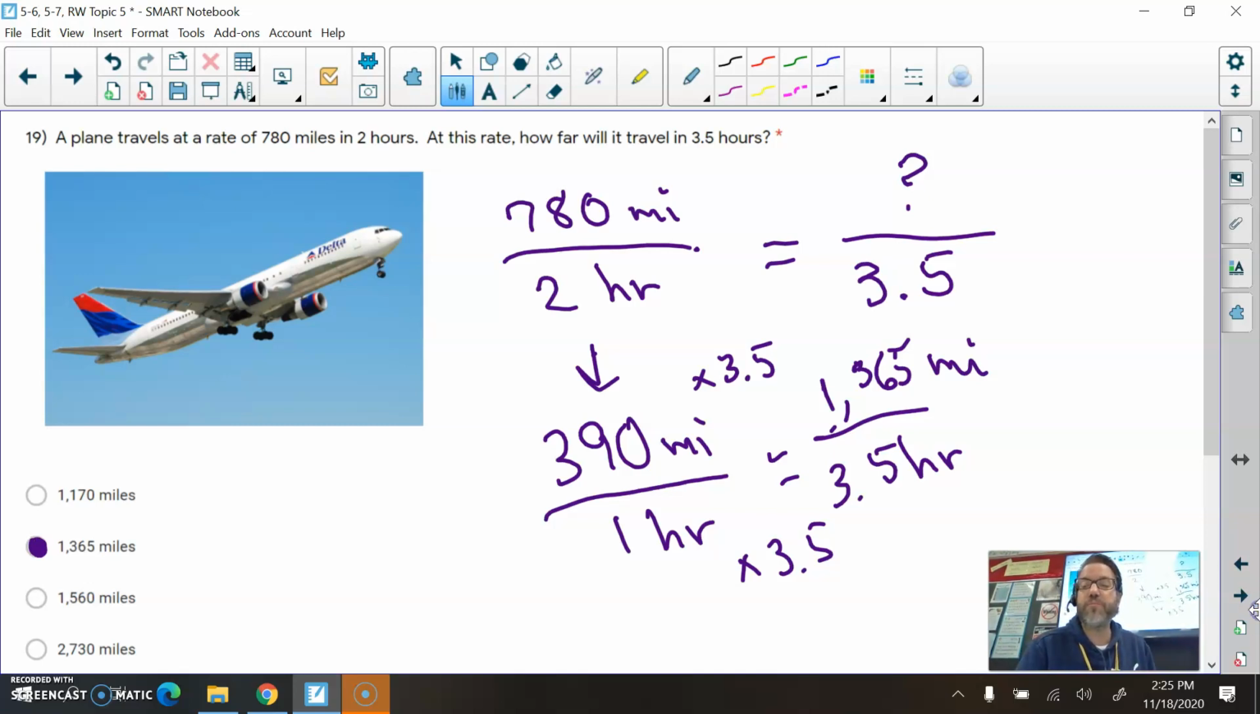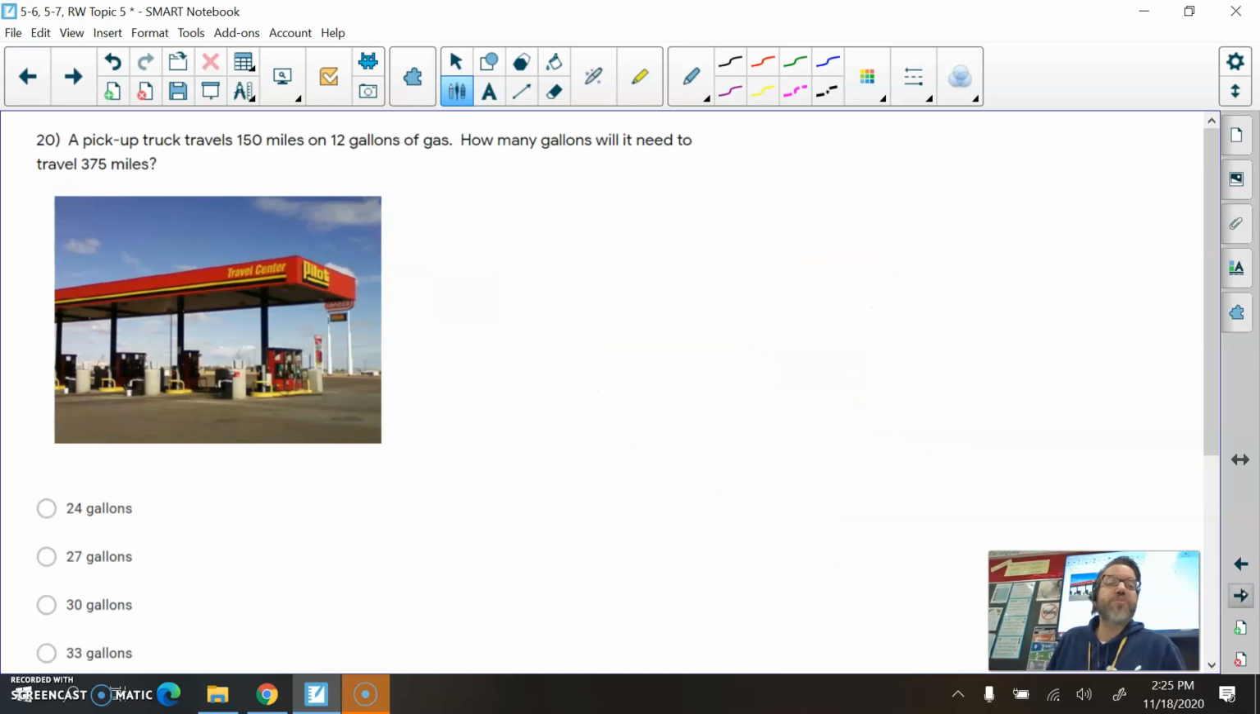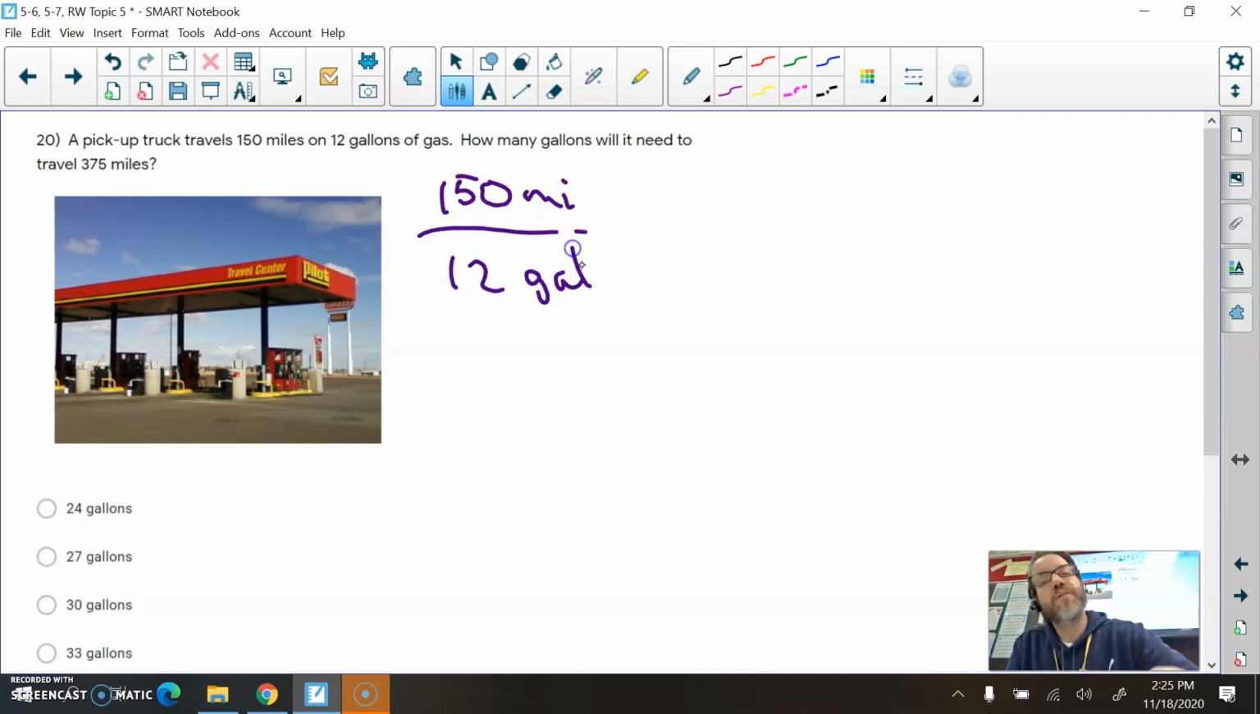One more problem, number 20. A pickup truck travels 150 miles on 12 gallons of gas. I'm going to write that as a ratio here, 150 miles on 12 gallons of gas. We always talk about miles per gallon when we're talking about fuel efficiency. Miles per gallon. Miles comes first, the distance. Gallons comes second, the capacity. Okay? How many gallons will it need to travel 375 miles?